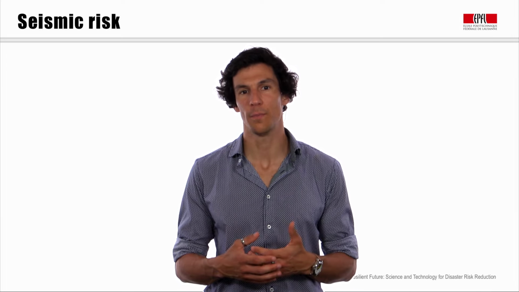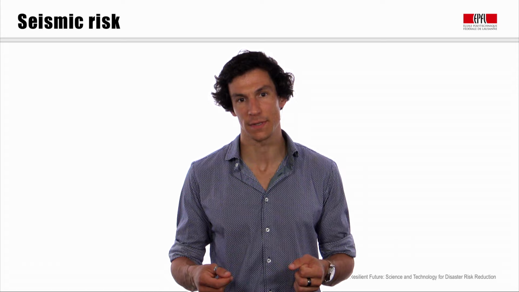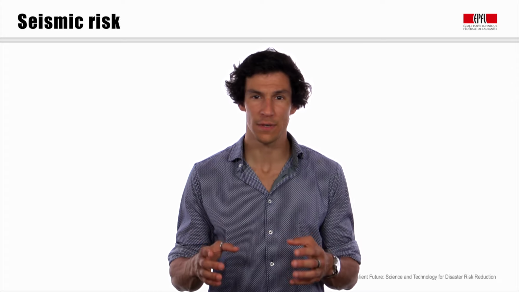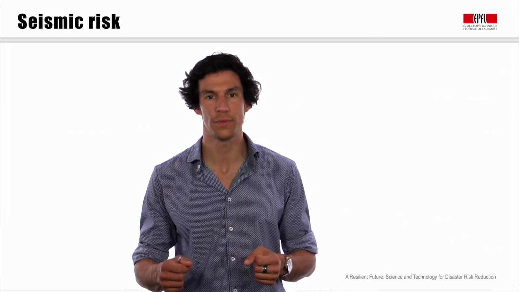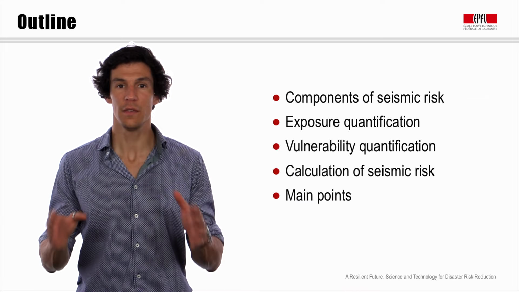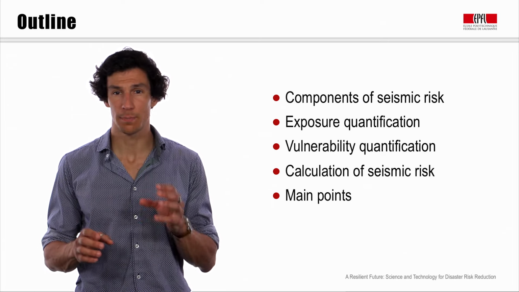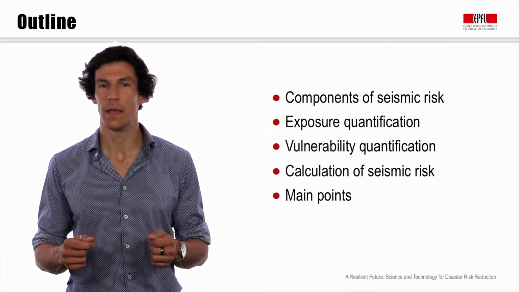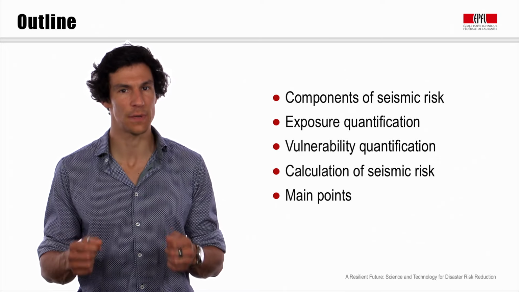In one past video, I told you about seismic hazard and how it could be expressed by using different intensity parameters. Additionally, I mentioned that seismic hazard was one of the components required to compute seismic risk. In this video, I will tell you about the other components, namely exposure and vulnerability, and briefly explain how they all come together to obtain a measure of seismic risk.